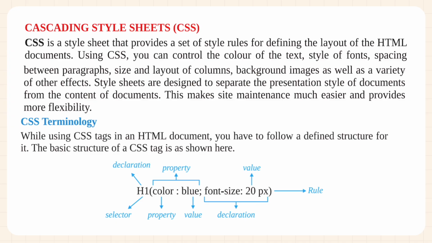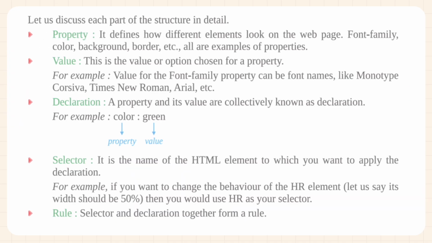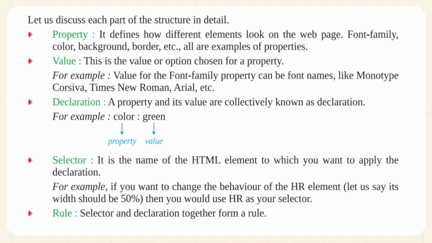CSS terminology. While using CSS tags in an HTML document, you have to follow a defined structure for it. The basic structure of a CSS tag is as shown here. Let us discuss each part of the structure in detail. Property. It defines how different elements look on the web page. Font family, color, background, border, etc. are all examples of properties.